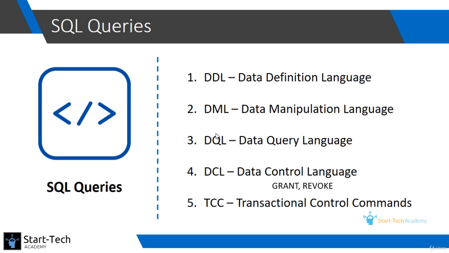The fifth part is the transactional control commands. Transactional control commands give the power to manipulate various transactions over the database. These can be used to maintain data integrity. Mainly, there are two commands: commit, which will make the changes done to the database permanent, and rollback, which rolls back the database to a particular point. These can be saved points or the last saved point for that database.